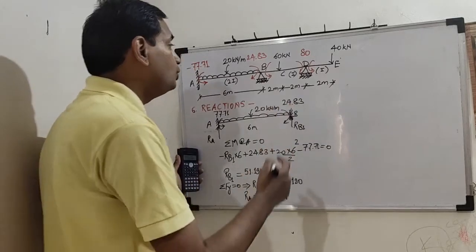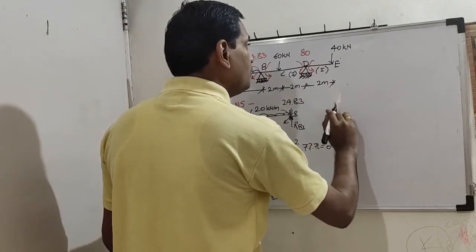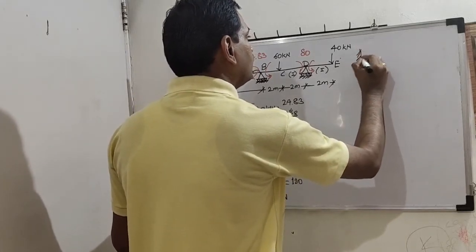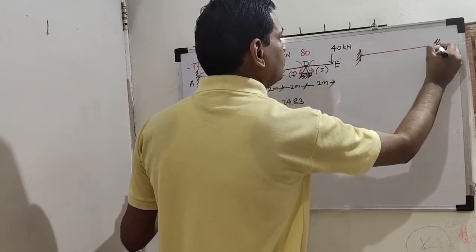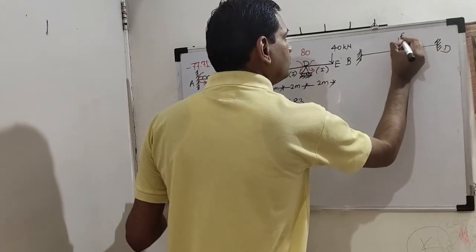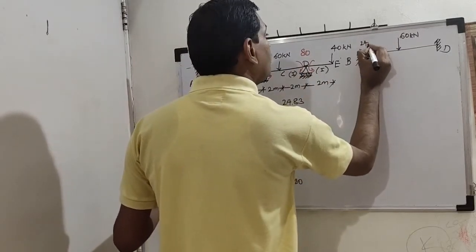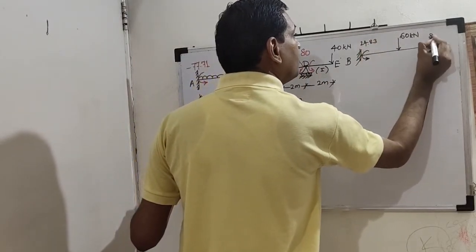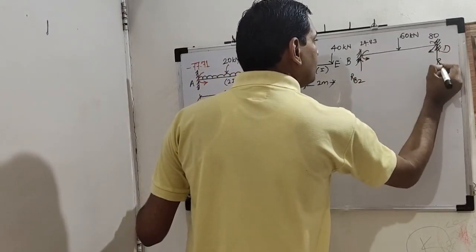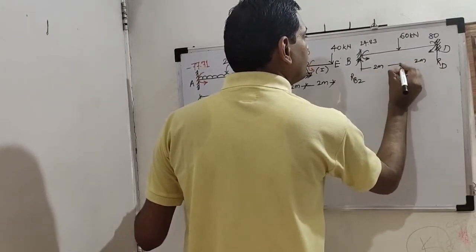Now come to span BD. I will show here. So these are the fixed end moments, final moments: 24.83 and this is plus 80. This is RB2 we shall assume and this is RD. This is 2 meter each. Correct?